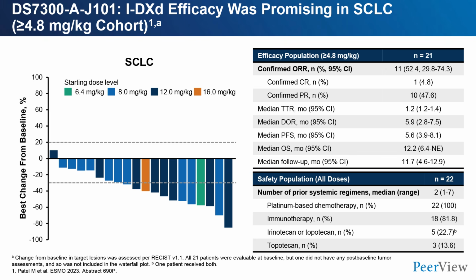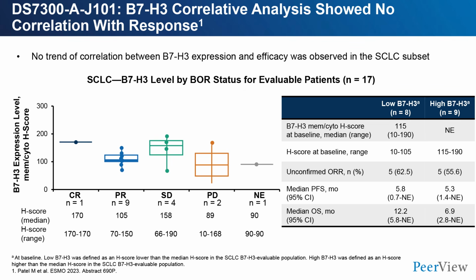Now, B7H3 itself, the expression, has not really been an indicator of whether or not we'll see response. And so with varying B7H3 expression, you see that there was 1 CR, multiple PRs, some stable disease, progressive disease, and without a clear pattern to this. So B7H3 expression by IHC is not really an indicator to guide us on who to treat.